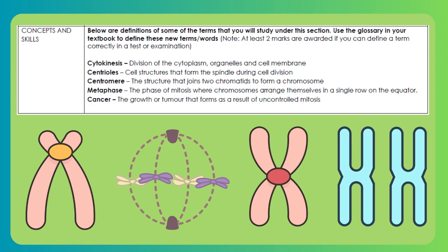Cytokinesis, division of the cytoplasm, organelles and cell membrane. Centrioles, cell structures that form the spindle during cell division. Centromere, the structure that joins 2 chromatids to form a chromosome. Metaphase, the phase of mitosis where chromosomes arrange themselves in a single row on the equator. Cancer, the growth or tumor that forms as a result of uncontrolled mitosis.